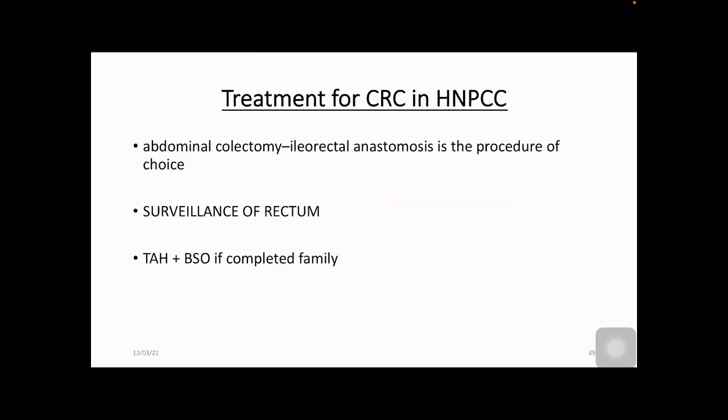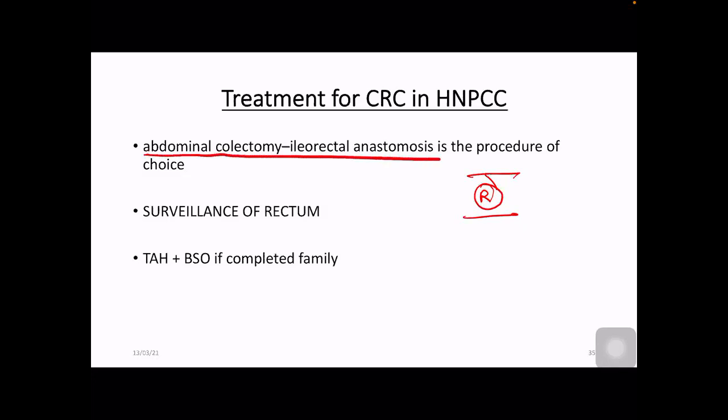So what is the treatment of colorectal cancer in HNPCC? It's abdominal colectomy, and ileorectal anastomosis is the procedure of choice. Here the rectal involvement is not very common like in FAP. As I said before, in HNPCC, the most common segment of the colorectum which is involved is the right side of the colon. So the best surgery for these patients will be a subtotal abdominal colectomy with ileorectal anastomosis.